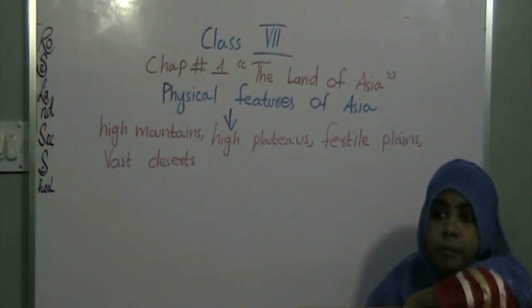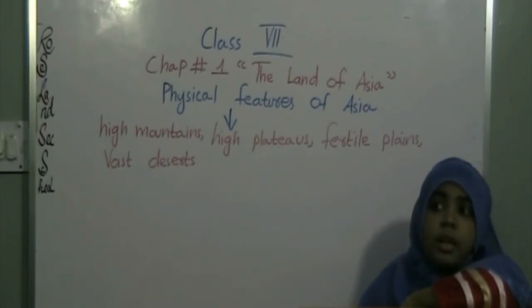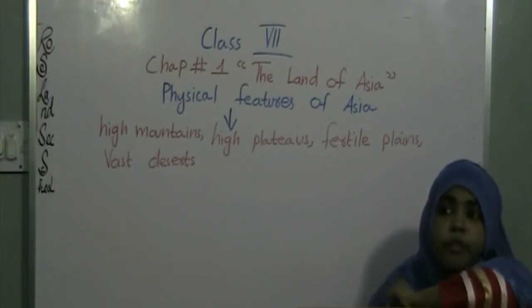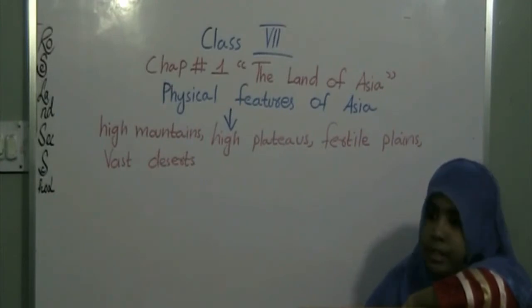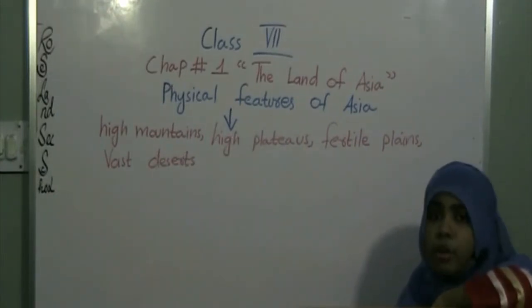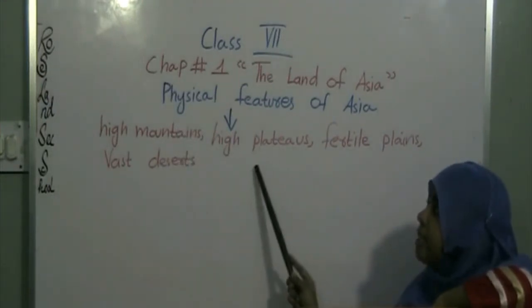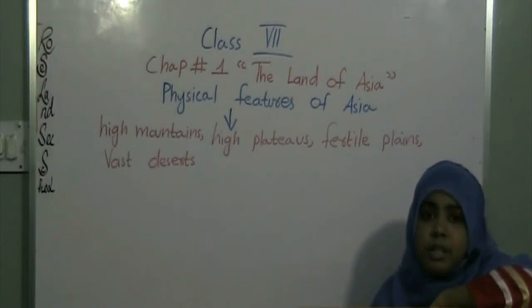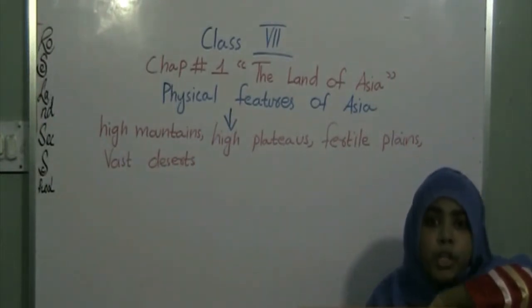And class, what is meant by physical features? Physical features means the natural features which the land of Asia comprises. And what are the physical features of Asia? The physical features of Asia are high mountains, high plateaus, fertile plains, and vast deserts. Now class, we are going to study each of them in detail.